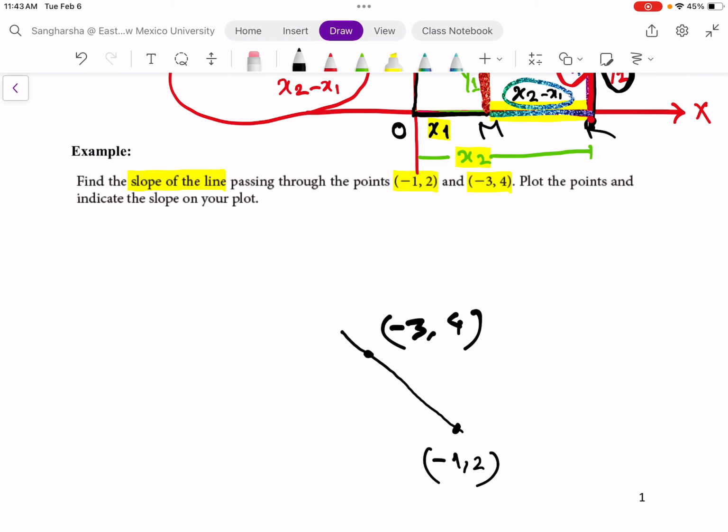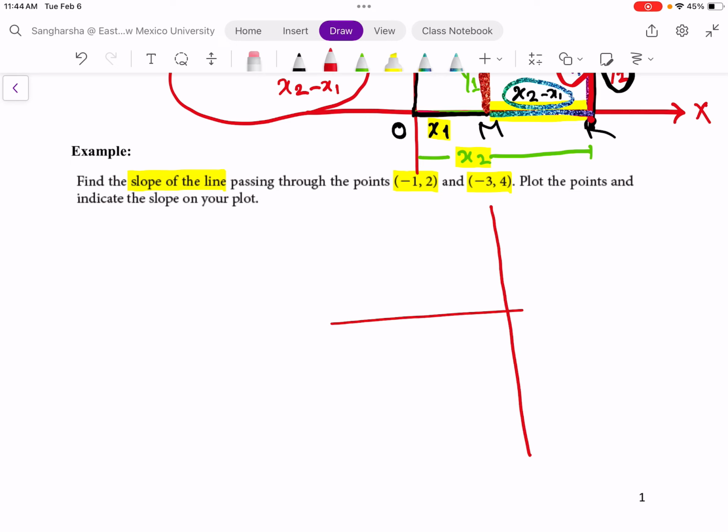Since we are asked to plot points, we need a coordinate system. So let's draw one. This is our y-axis, this is our x-axis, and this is our origin. In which quadrant do we find the point (-1, 2)? The second quadrant, right?